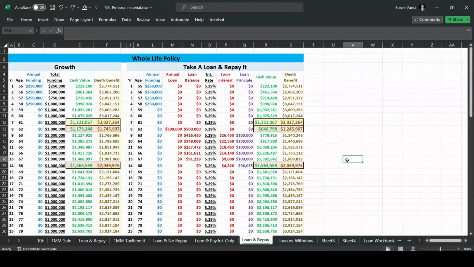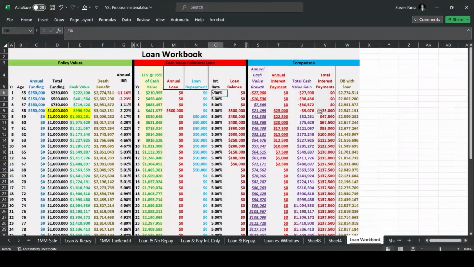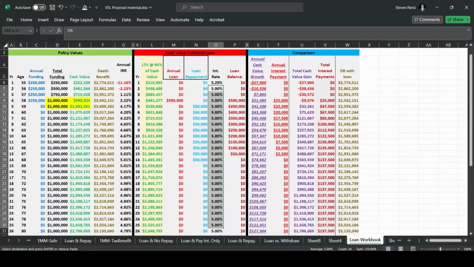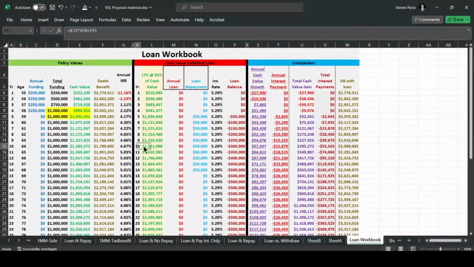We also have our loan workbook, which is something we do provide to clients we work with, those that have purchased the policy, which makes life very, very easy because I can just plug the illustration in. We've got it here. Adjust the interest rate if it's a variable rate, and duplicate the exact same thing. So we took a loan in year 8 for $500,000.